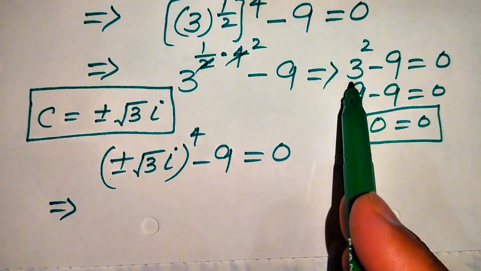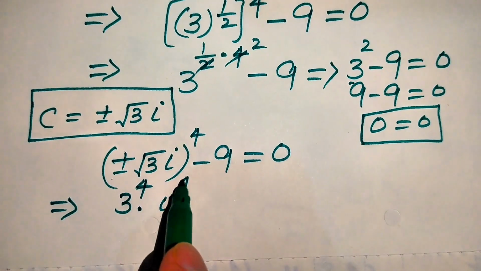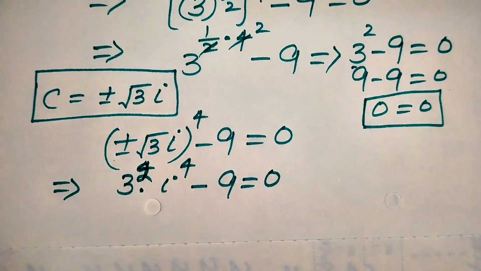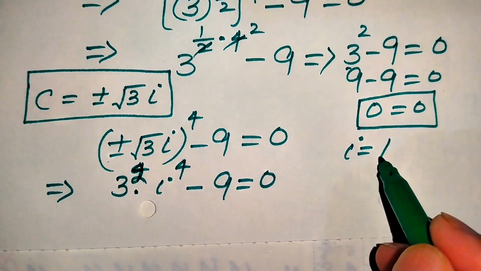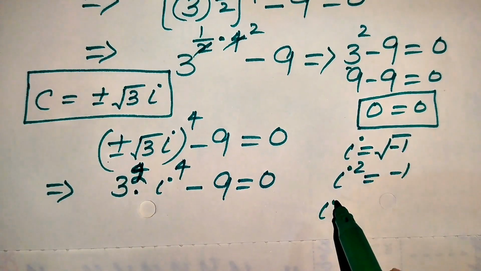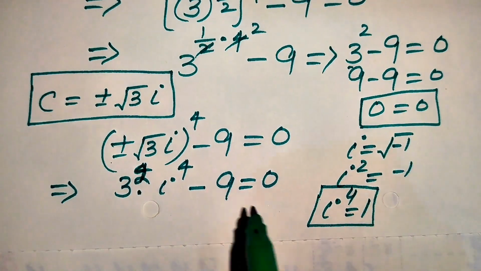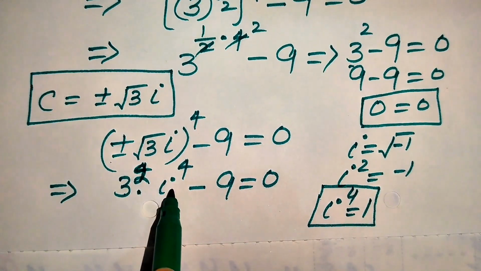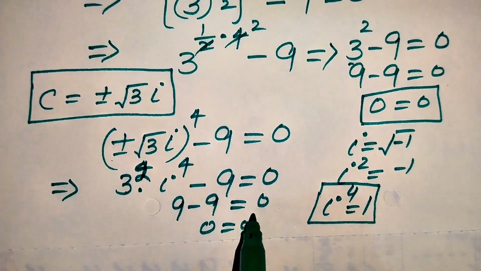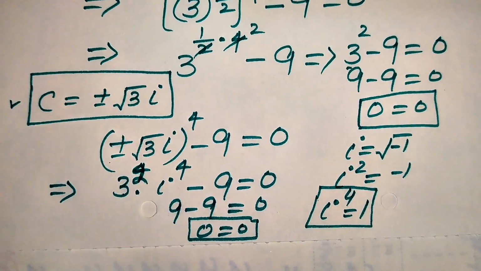Here we can simplify these terms. So this will be written as 3 square, and we have iota to the power of 4, minus 9 equals 0. Now we know that iota is equal to square root of minus 1, and here you get iota square equals minus 1, and similarly iota to the power of 4 equals plus 1. So we can put iota to the power of 4 equals plus 1, and 3 square equals 9. So you get 9 minus 9 equals 0, and you get 0 equals 0. This shows that the second value of c also satisfies our given question statement.